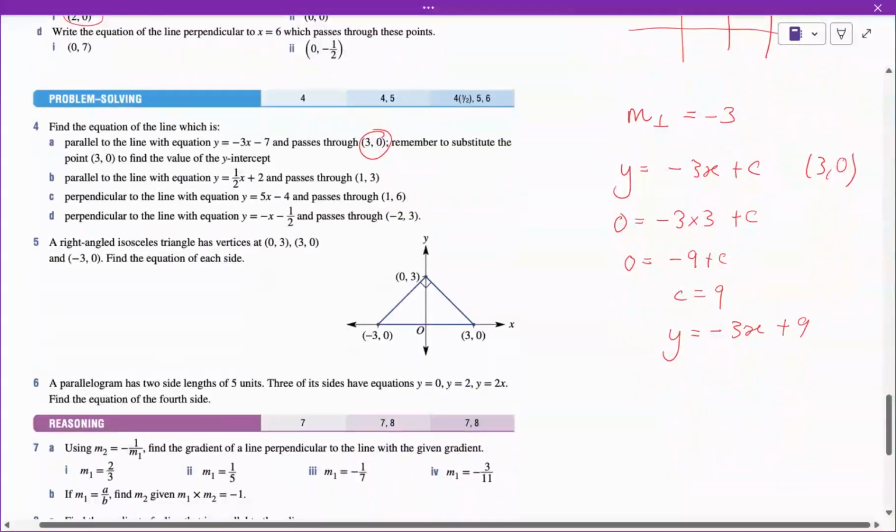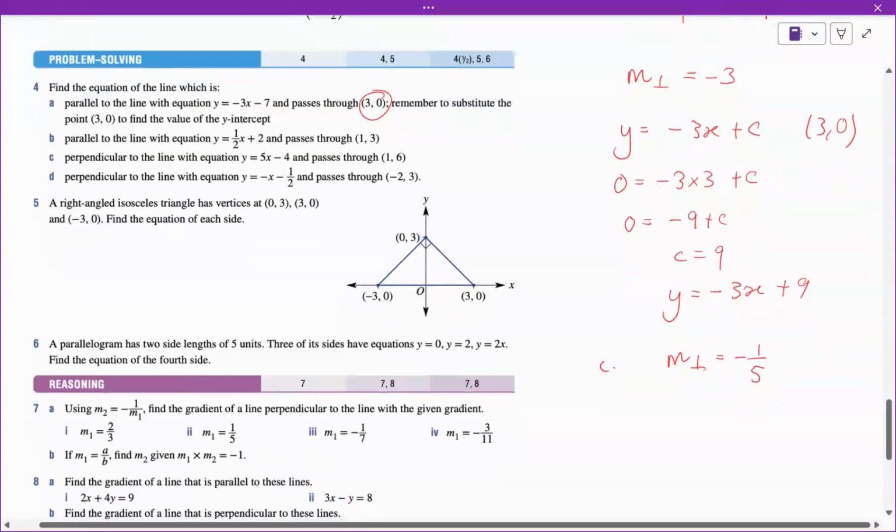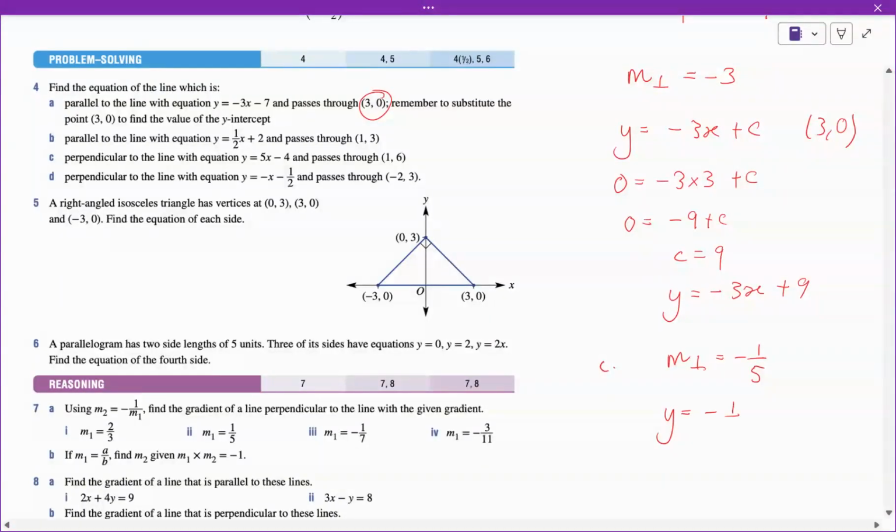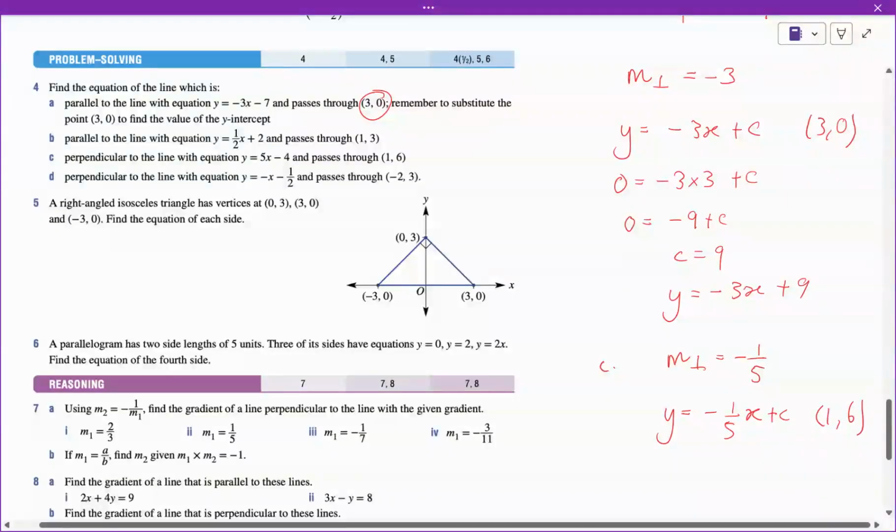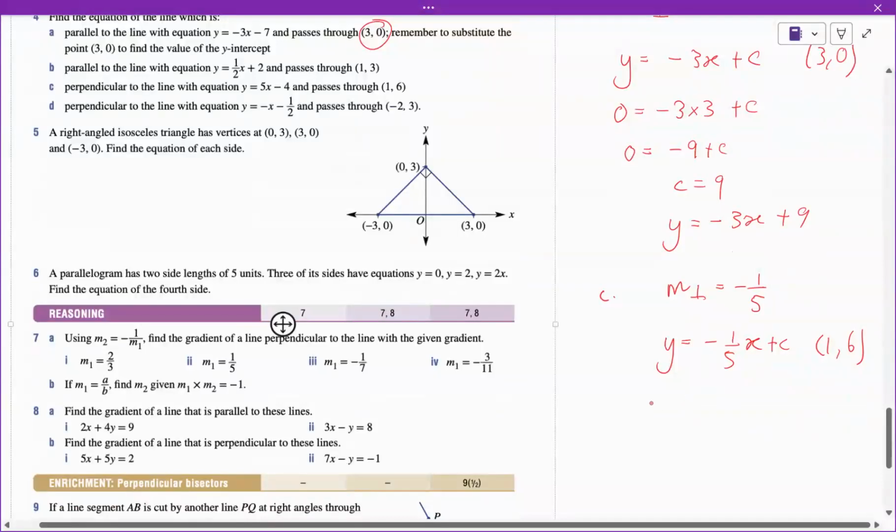Okay, let's have a go at 4c. Now we're perpendicular to the line y equals 5x minus 4, and for the perpendicular gradient to 5, we flip it upside down and we put a minus out the front. And we're passing through the point (1, 6). So y is equal to -1/5x plus c, and we're passing through the point (1, 6). We substitute that in: y is 6, -1/5 times x is 1, plus c.